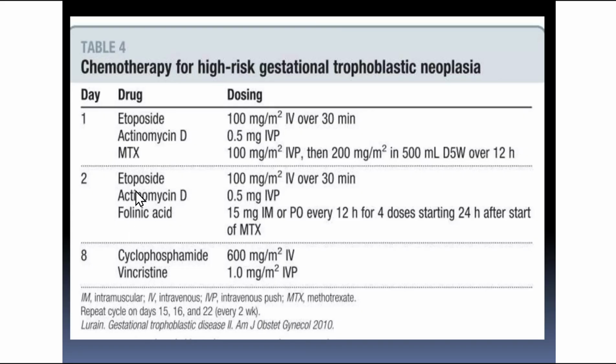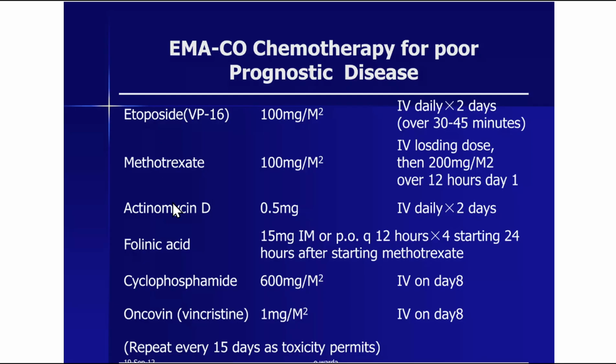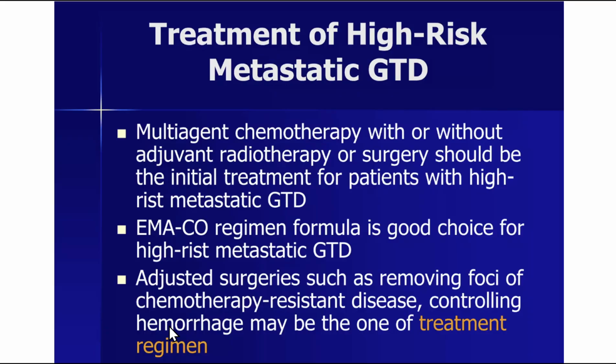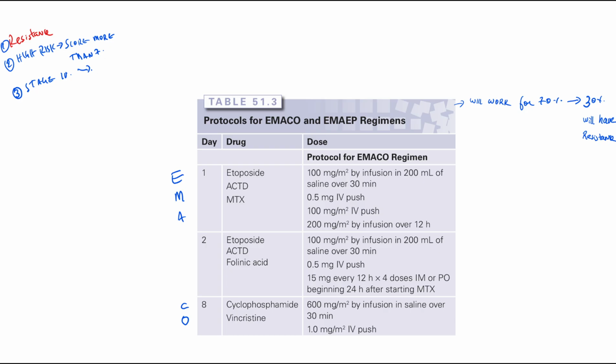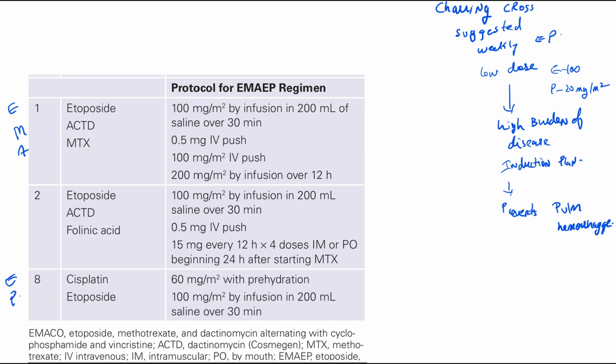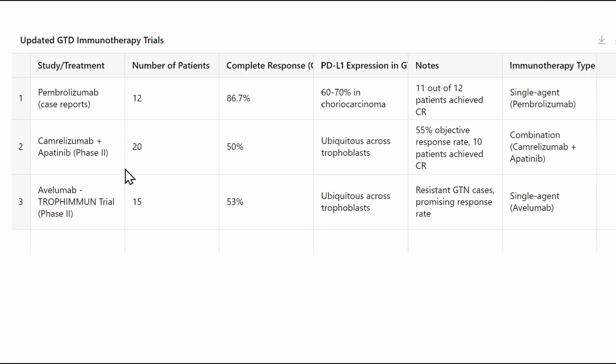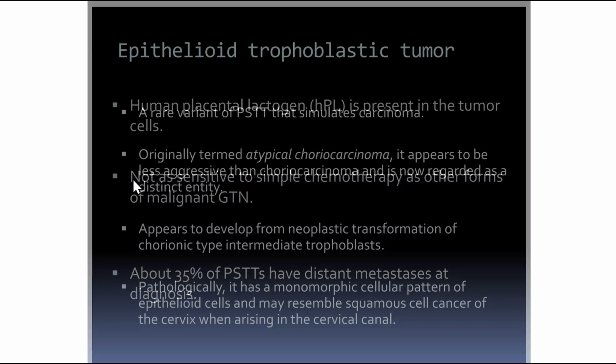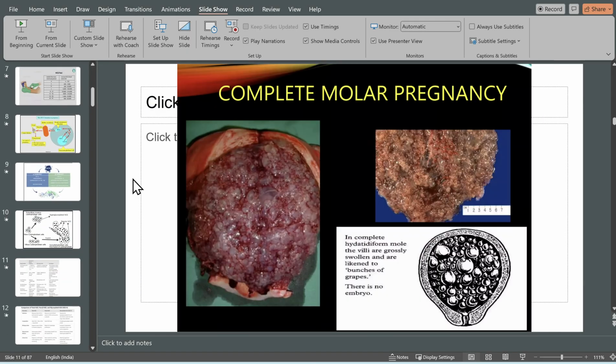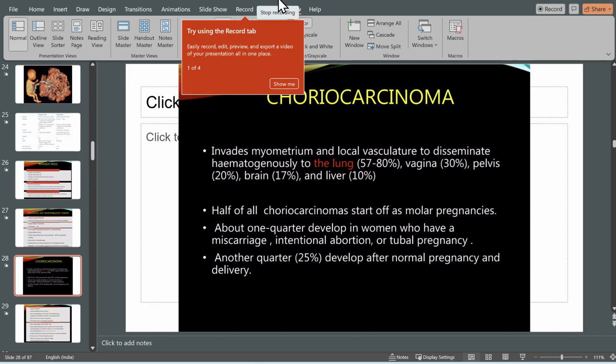EMA-CO: on day 1 and day 2, etoposide, actinomycin D, methotrexate, folinic acid, and on day 8, cyclophosphamide and vincristine. EMA-CO and EMA-EP, 70% would have very good response, and EMA-EP is the other protocol, and has proven very good effect in GTN. So that's a quick overview about GTN. There's a lot more, but in 10 minutes, we're going to cover this one.